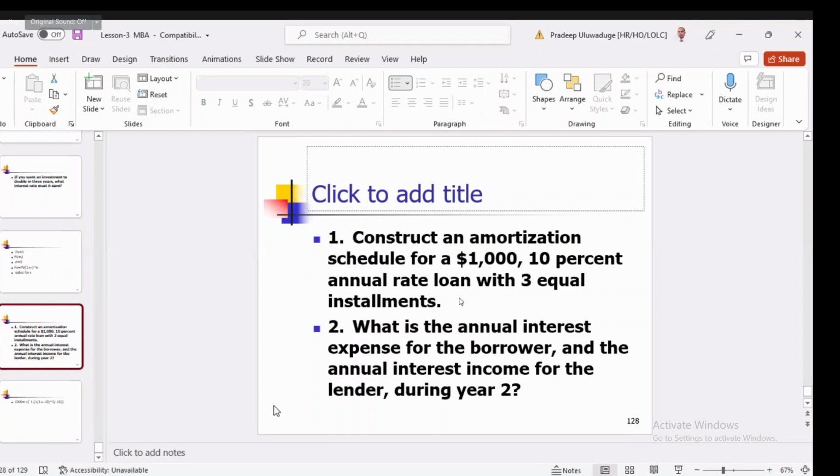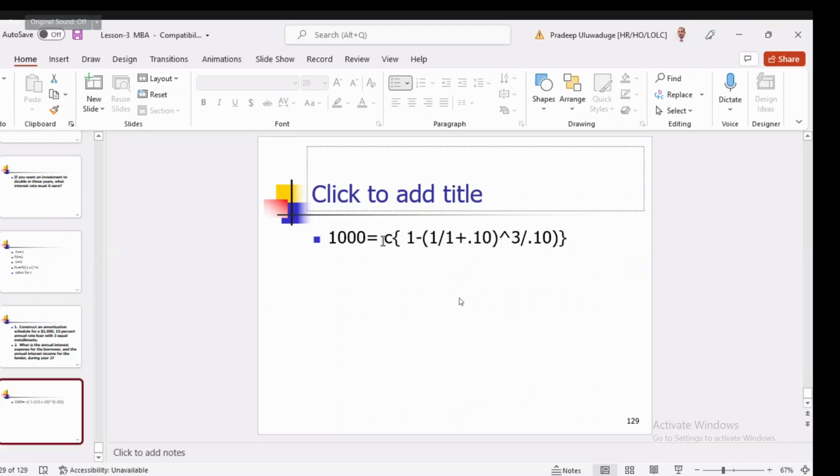Then construct an amortization schedule for a 1,000 loan at a 10% annual rate with 3 equal installments. What is the annual interest expense for the borrower and the annual interest income for the lender during year 2? So we did one like that. So we can calculate the annual payment by solving for C. Right?